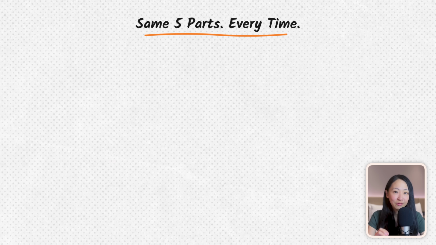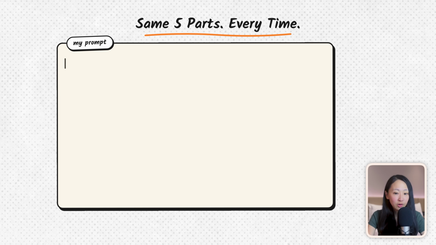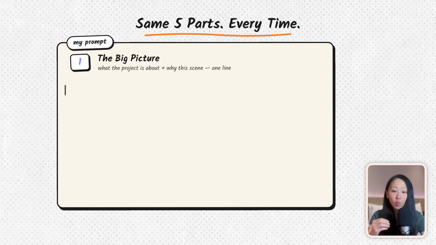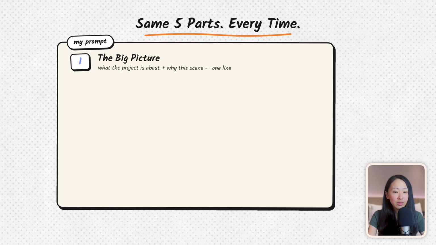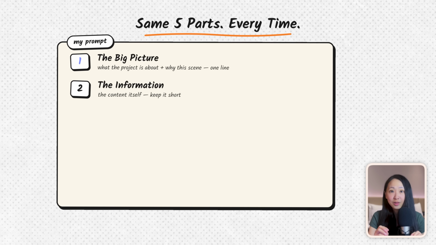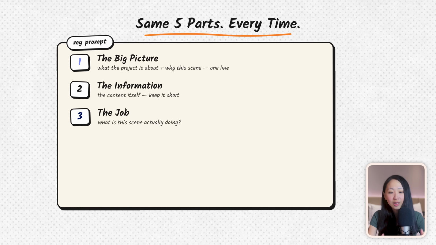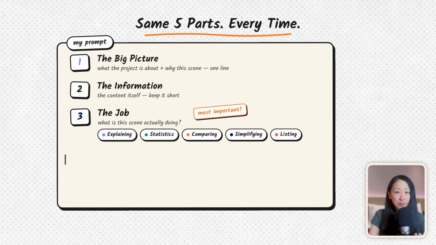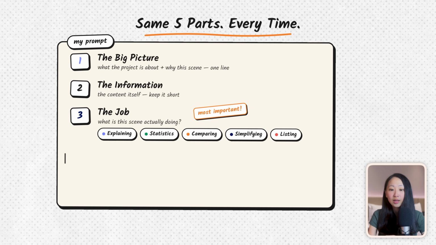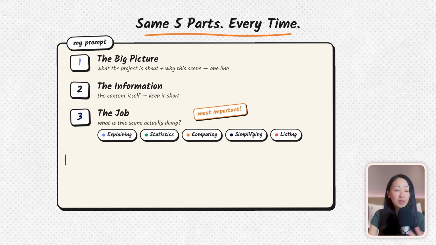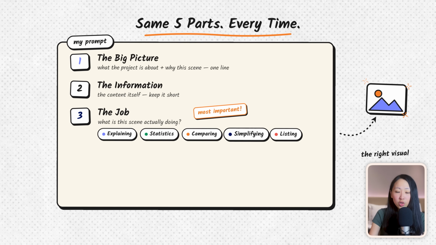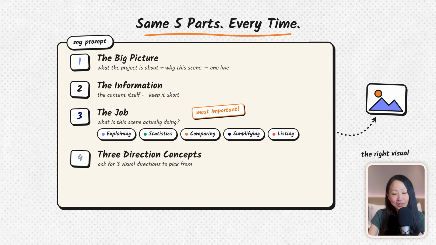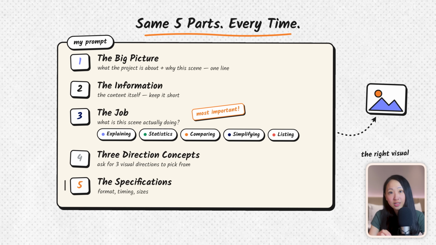And my prompt has the same 5 components every time. First, the big picture. Just one line on what this project is about and why we need a storytelling scene. And then the information itself. Just keep it short. And then the most important part. Tell Claude what job this scene is actually doing. So is it explaining something, showing a statistic, comparing, simplifying, or just listing bullet points? Once Claude knows the job, it knows what kind of visuals to go for. And then ask for 3 direction concepts and finally the animation specifications.